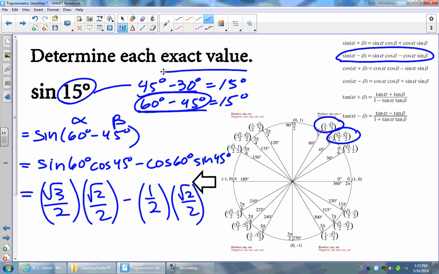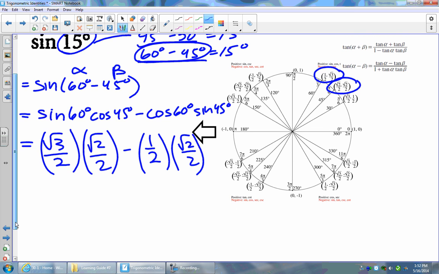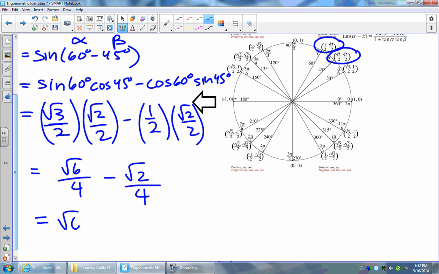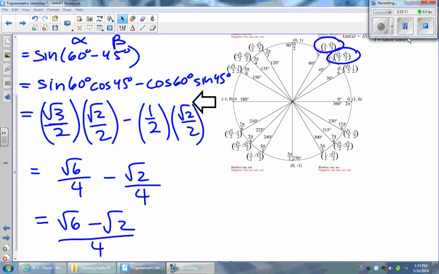So I go ahead and simplify, and what we end up getting here is, well, root 3 and root 2 can be combined as root 6, and we get 4 on the bottom. Minus 1 times the root 2 gives you root 2, and 4 on the bottom. All right, so that is one way you can express your answer, or you can express it as root 6 minus root 2 all over 4. That works out too. All right, and that's how you find the exact value of an angle that is not on the unit circle.